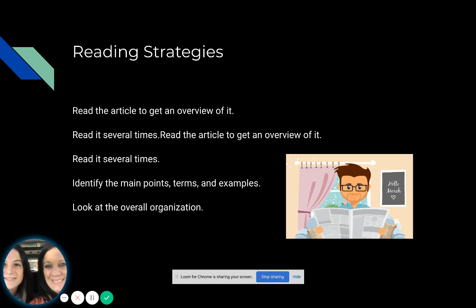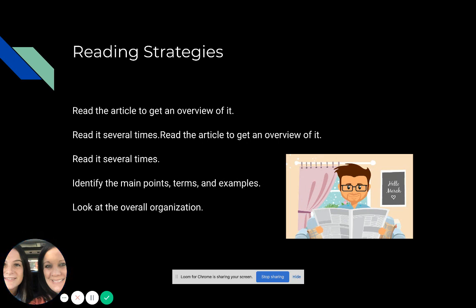The next thing I want you to do is to read it several times. A lot of times students make the mistake of just reading an article one time and thinking that they've got the gist of it. Well, that's not necessarily the case. Authors do have a specific meaning in mind when they write an article, but there are also underlying ideas and messages that they have within the article that the reader can draw out. I want you to, when you read these articles, identify the main points.